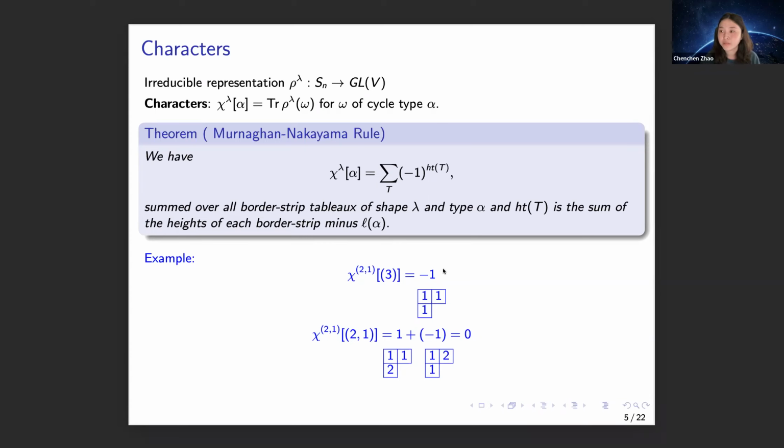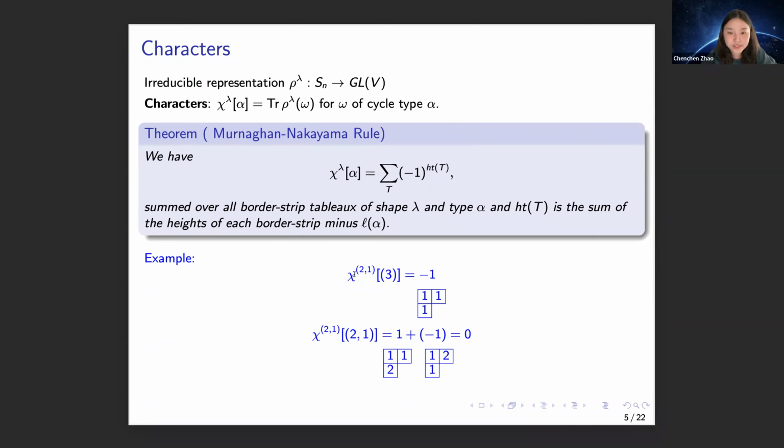And so border strip tableaus just means a border strip tableau will have weakly increasing rows and columns. The columns don't have to be strictly increasing. And each border strip is the shape occupied by each integer, and border strip means it doesn't contain a 2 by 2 shape anywhere.